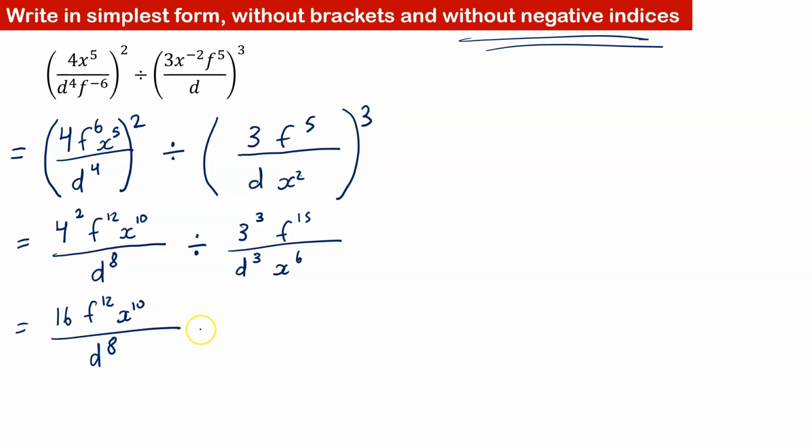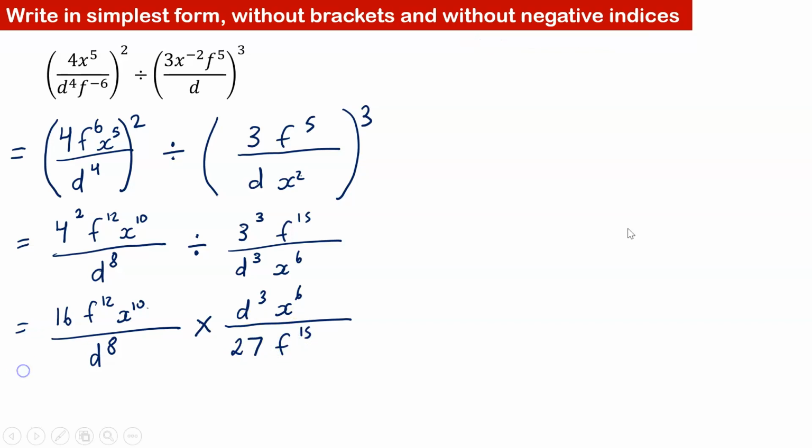Now to divide a fraction, we change that into a times and we swap the numerator and denominator. 3 cubed. That's 3 times 3 is 9, times 3 is 27, f to the 15. Okay, and now we're up to the last step. Can we simplify 16 over 27? No, we can't. So let's write it as 16 over 27.